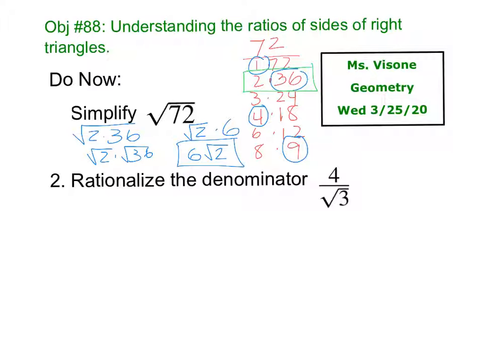Now, rationalizing the denominator. The whole idea here is to get rid of the square root that's in the bottom. We don't like that there's a square root down there. So to get rid of a square root, we just multiply it by itself. But because we have a fraction, whatever we do on the bottom, we have to do on top. 4 times root 3. Now you're not allowed, that's not root 12.